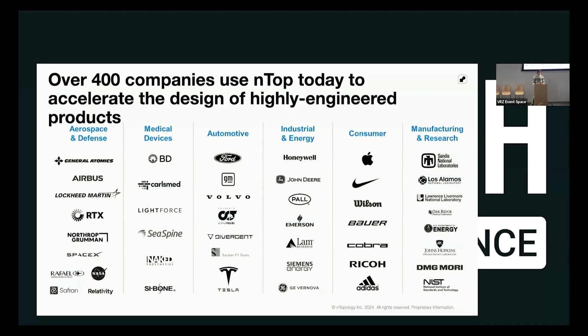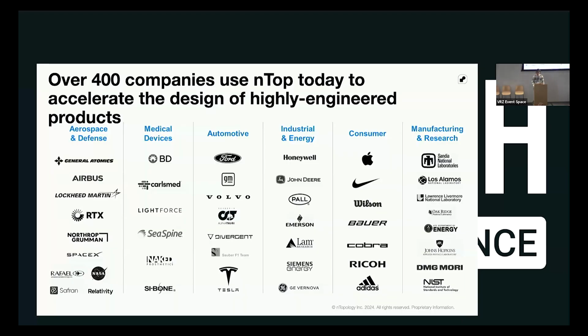We work with around 400 companies across aerospace, medical, automotive, industrial and energy, consumer, and manufacturing and research.